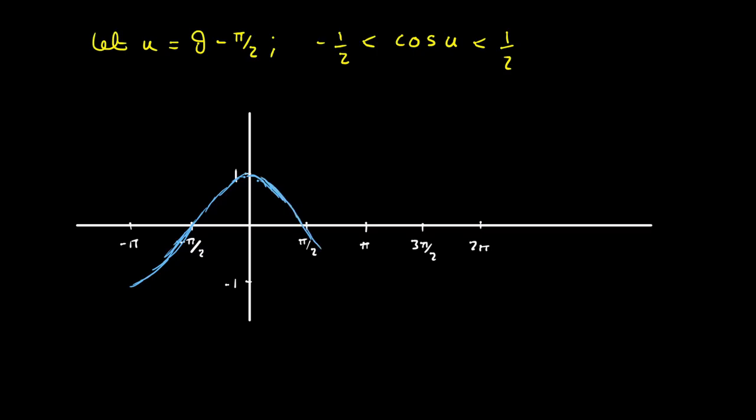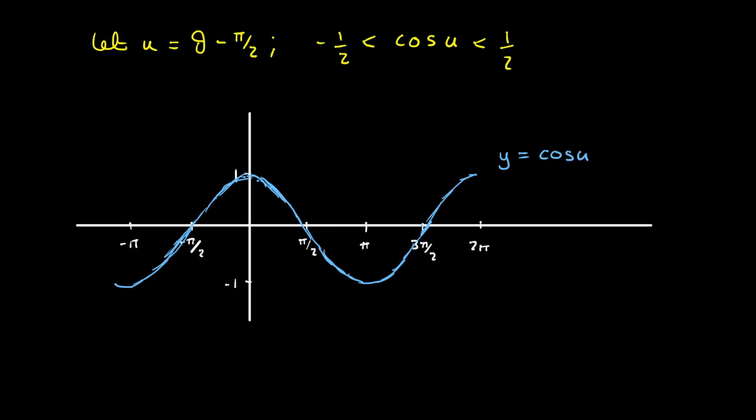Okay, should be a bit better. It's going to go down like that. It's going to go down like that. It's going to come up again. And it will come up like that. Okay, so here we've got a graph of y is equal to cos u, I guess. And what do we require? We require that cos u is between +1/2 and -1/2.